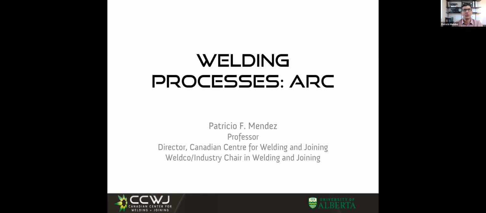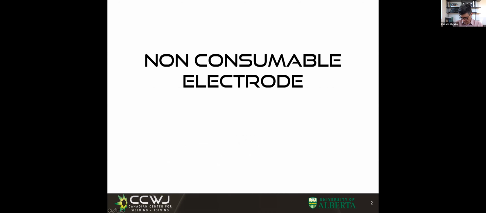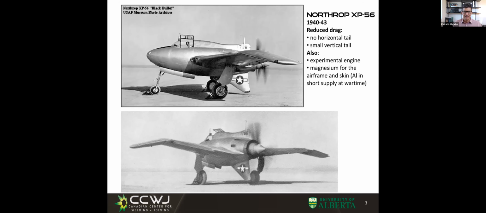And I want to start with the arc welding processes in which we have a non-consumable electrode. So in this type of process, the electrode is not supposed to melt. But before I tell you the details about this process, let me tell you a little bit about the history of this process.